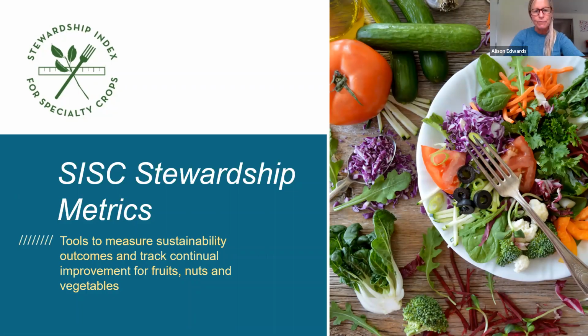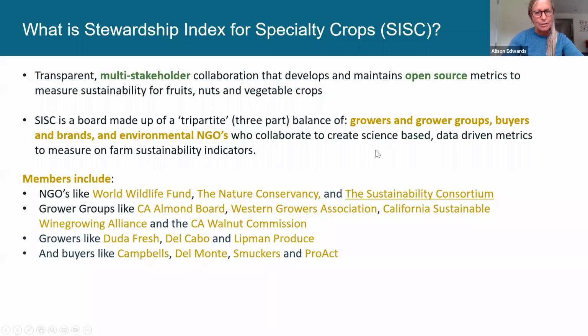And I will just say at the outset that it's important to note that SISC is a metric development body that's made up of growers and grower groups, buyers and brands, and environmental NGOs. We're a collaboration that's focused specifically on creating sustainability metrics for fruits, nuts, and veg agriculture. So our metrics are on-farm metrics that are specifically developed for the specialty crop industry.